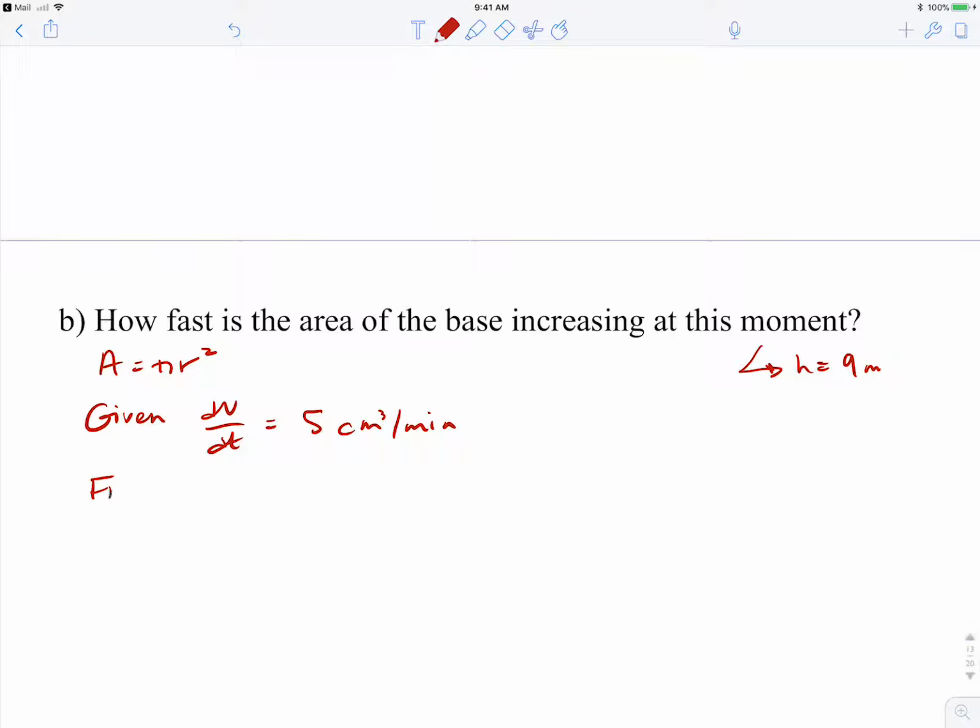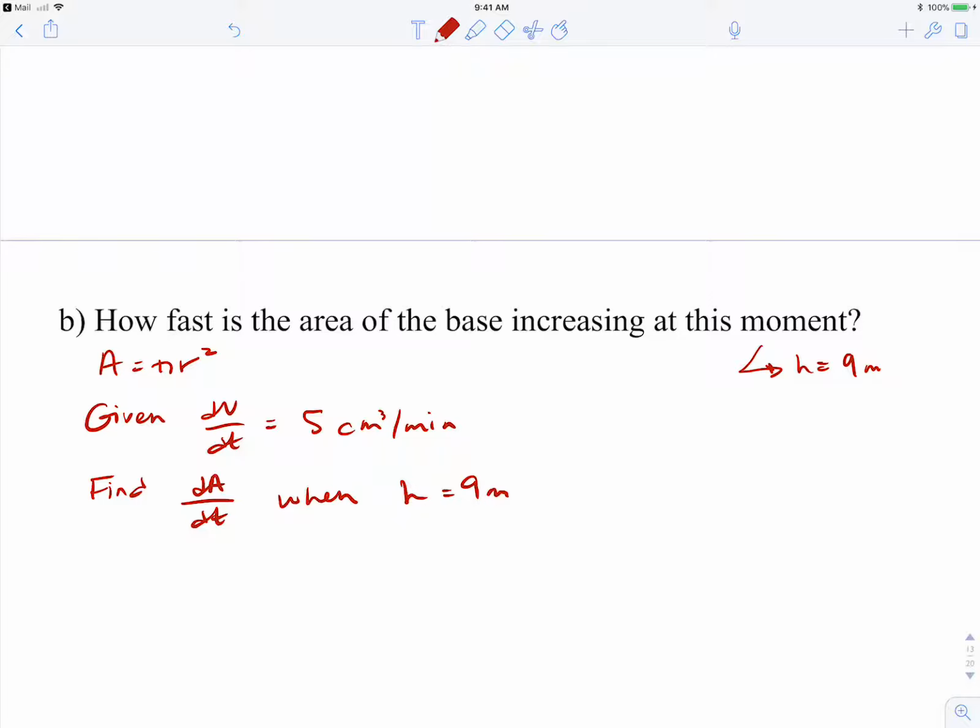But here we want to find dA over dt when h equals 9 meters. Now the thing is, when we differentiate A equals pi r squared, there's no h in that formula.